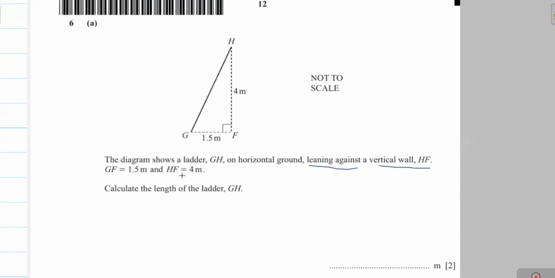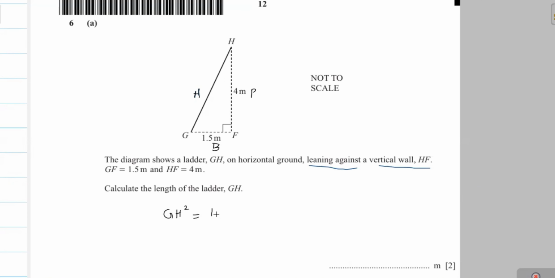The question says the diagram shows ladder GH on horizontal ground leaning against a vertical wall HF. GF equal to 1.5, HF equal to 4 meters. Calculate GH. Look here, this is the triangle GFH, and this is a right angle triangle. Therefore, this is the hypotenuse of the triangle, this is the base, and this is the perpendicular. Now we can find the hypotenuse length GH square, which equals base square plus perpendicular square. We will use this Pythagoras theorem.